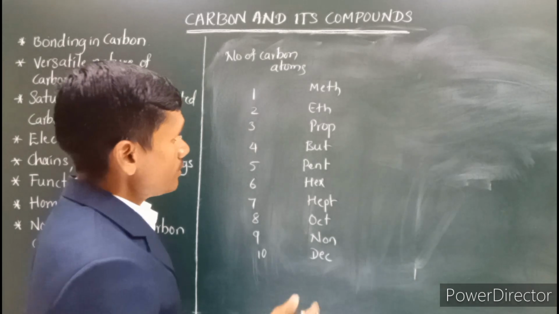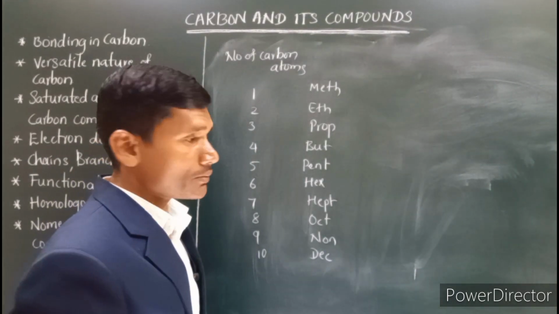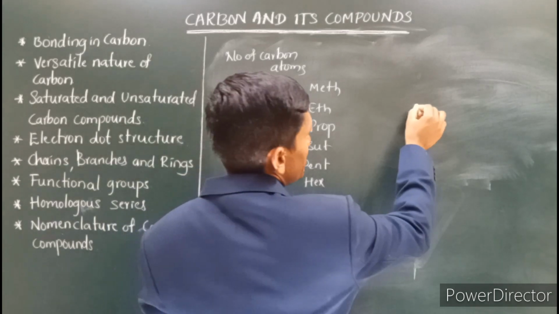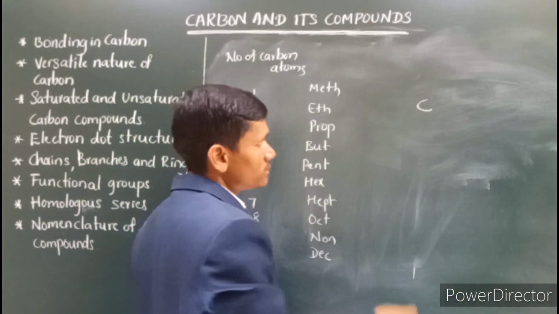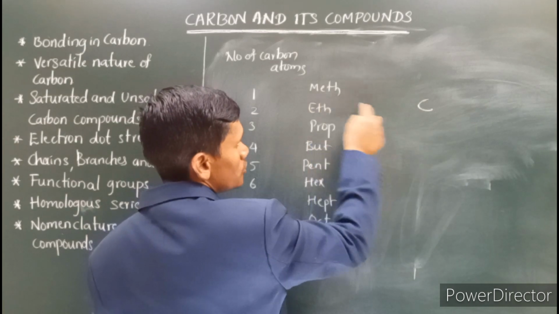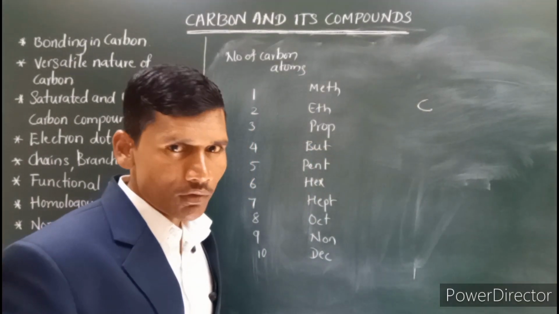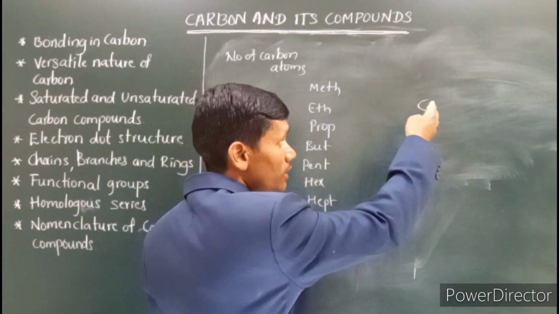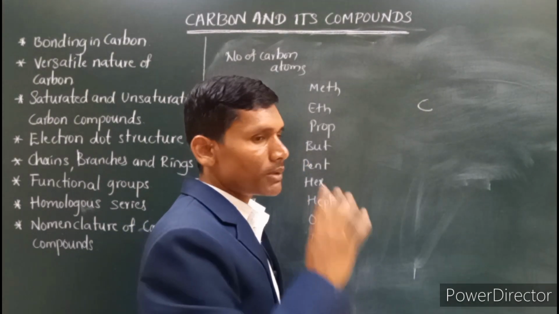Now, if you want to write methane, how do you write it? Meth means a single carbon atom, only one carbon atom, because meth means 1. So you need to write 1 carbon atom. Now, the valency of carbon is 4. In order to satisfy the valency of 4, you need to show 4 bonds with carbon.